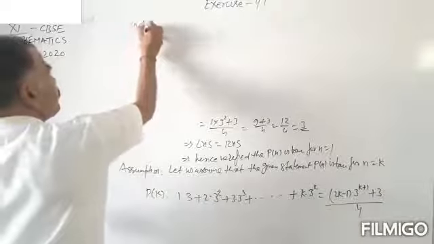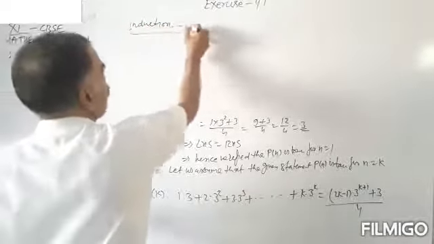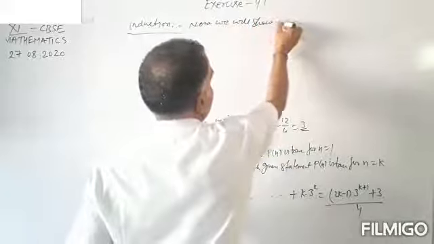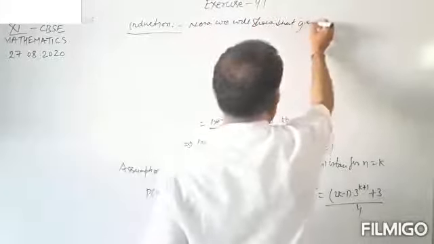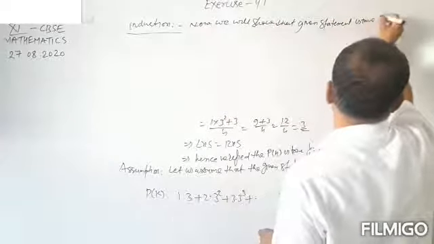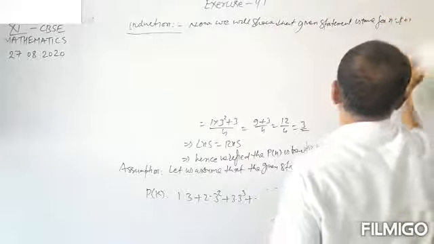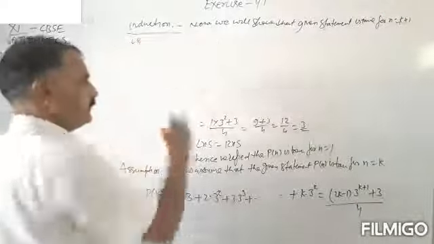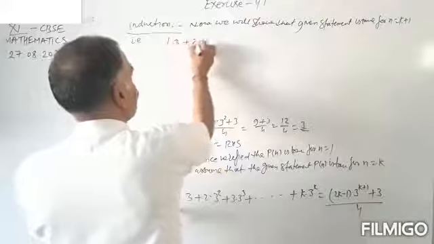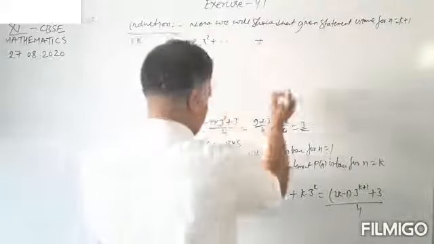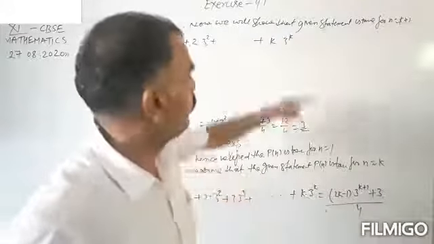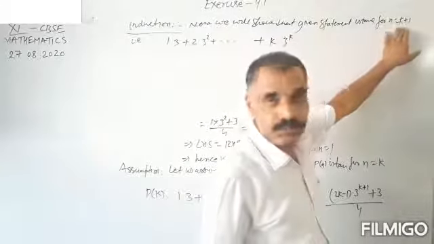Induction step. Third step. Now we will show that the given statement is true for n equals k plus 1. That means we have to show: 1 multiply 3, 2 multiply 3 square plus and so on plus k multiply 3 to the power k. This statement is up to n equals k. Now we want to prove that the statement is true for n equals k plus 1.